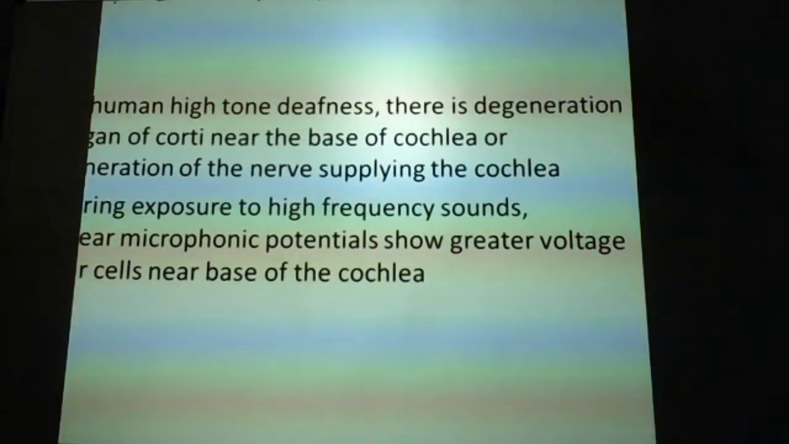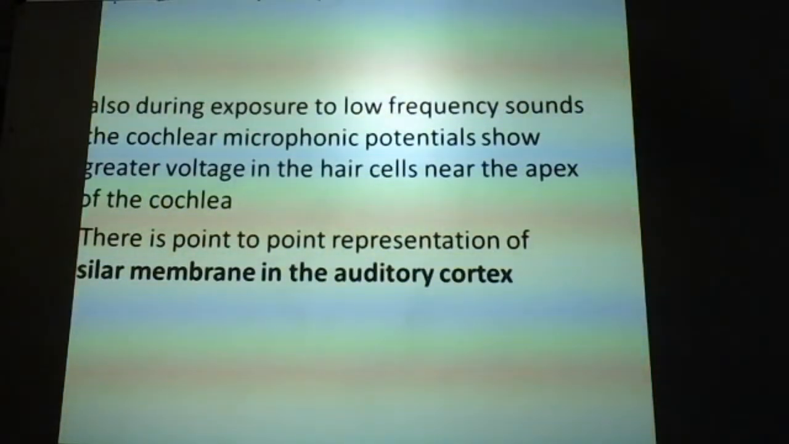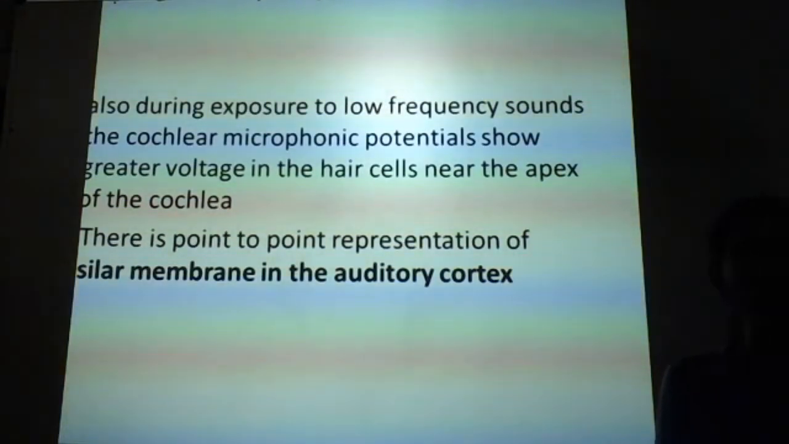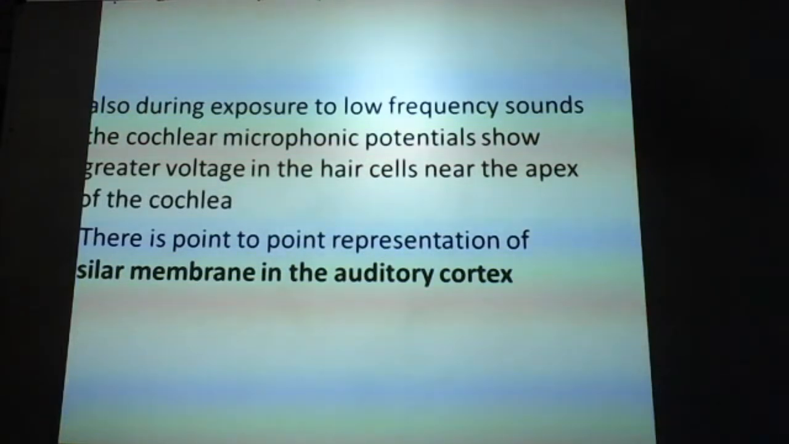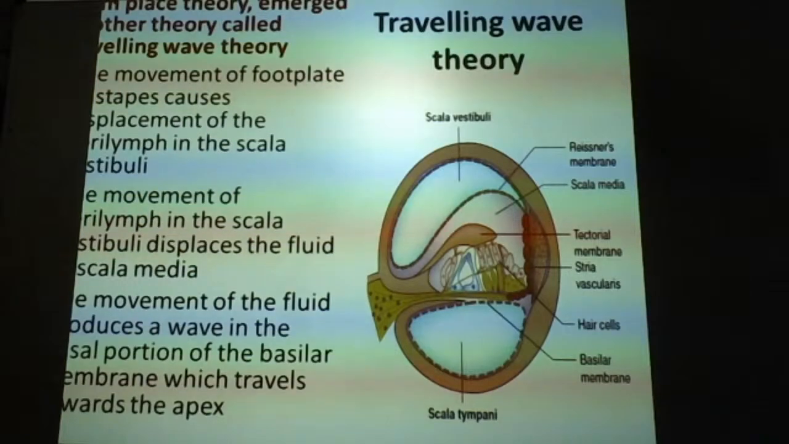During exposure to high frequency sounds, there are cochlear microphonic potentials which show greater voltage in the hair cells near the base of the cochlea. Exposure to lower frequency shows cochlear microphonic potentials with greater voltage near the apex. So higher frequency shows near the base of the cochlea and lower frequency shows near the apex. So there is a point-to-point representation of the basilar membrane in the auditory cortex. That's how the place theory was supported.